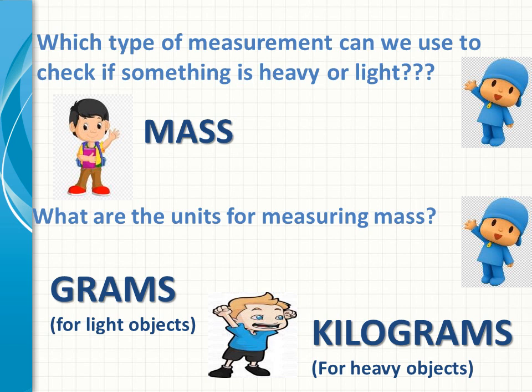Remember in length, we said millimeters measures tiny objects, centimeters measures bigger ones, meters measures large objects, and kilometers is for measuring distance. Here in mass, we only have two, grams and kilograms. Grams is for light objects and kilograms for heavy objects.